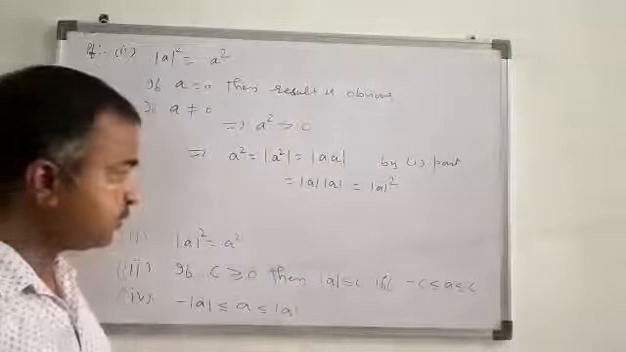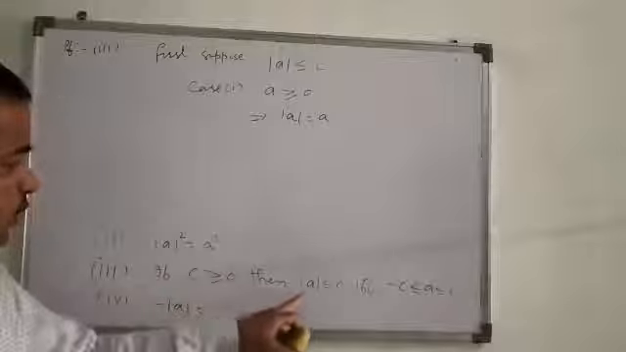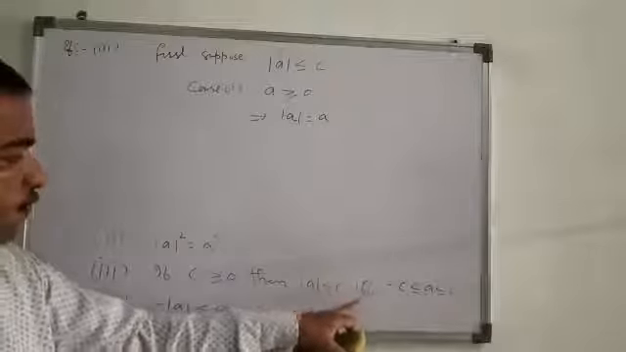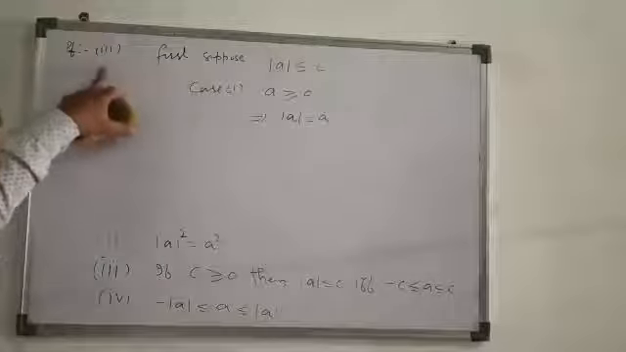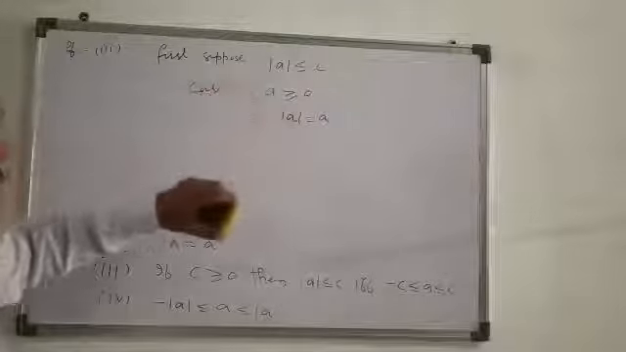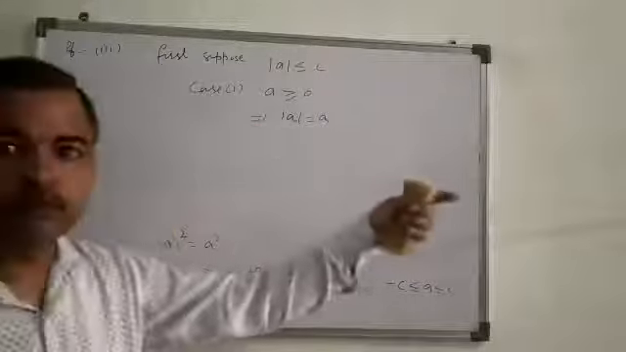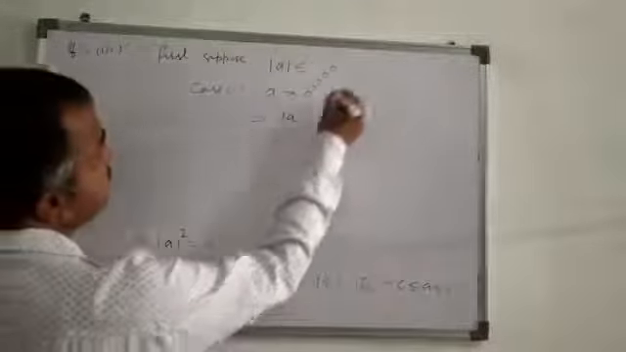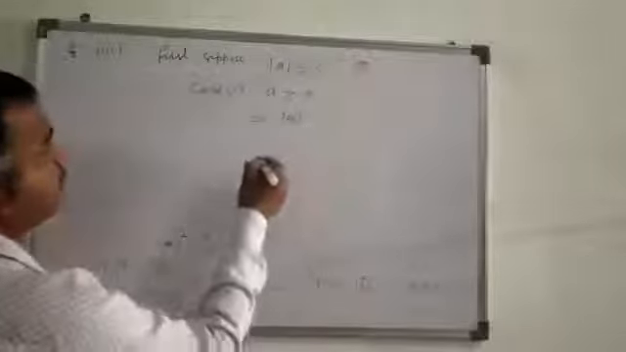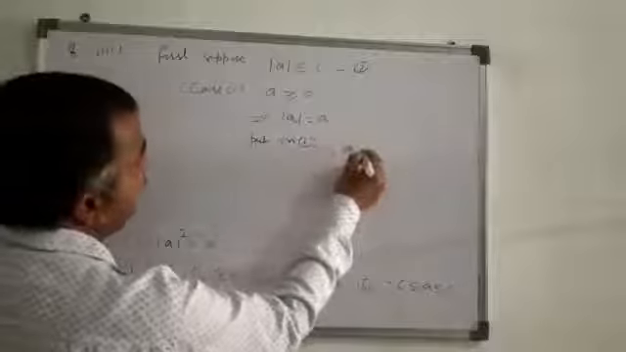Next, third part. We shall prove the third part. If C is greater than or equal to 0, then mod A is less than or equal to C if and only if minus C is less than or equal to A, less than or equal to C. So first prove the forward direction. Suppose mod A is less than or equal to C. So case first, A greater than or equal to 0. So by definition of absolute value, mod of A equals A. So it implies, let us call it inequality 1, put in 1, so we get A less than or equal to C.